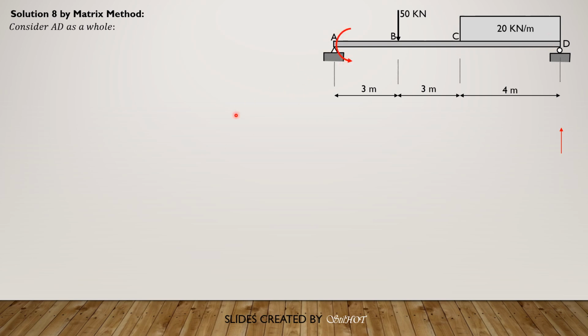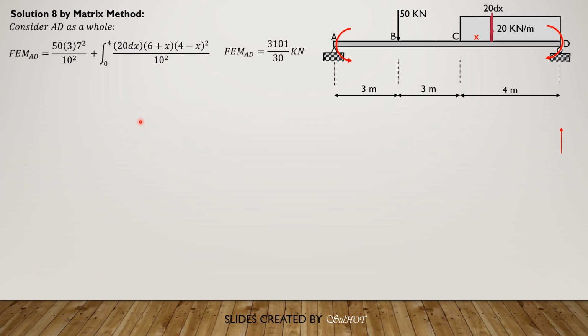So we have the fixed moment direction. So let's consider a strip, and we have 20 dx. So let's choose this as our x from C. So fixed moment AD is equal to 50 times 3 times 7 square over 10 square plus integral of 20 times 6 plus x times 4 minus x quantity square divided by 10 square, 0 to 4. So combining the integral and this value here, the fixed moment AD is equal to 3101 over 30 kilonewton meter.